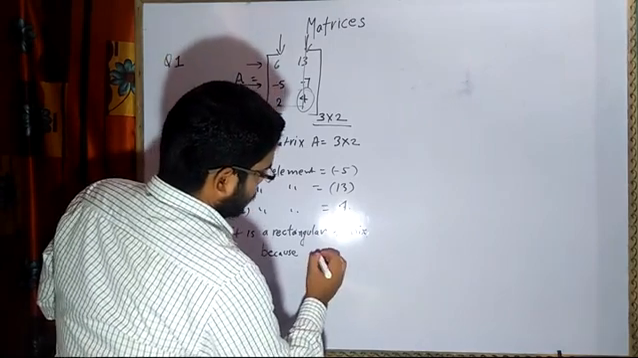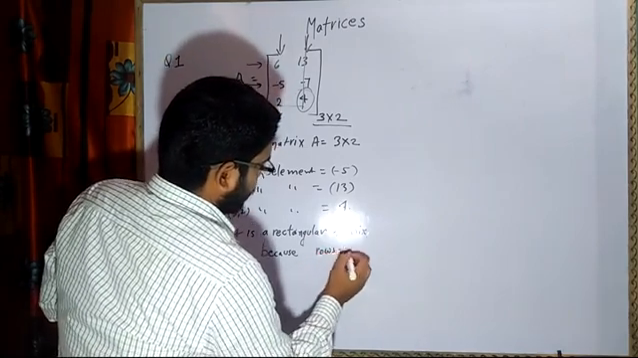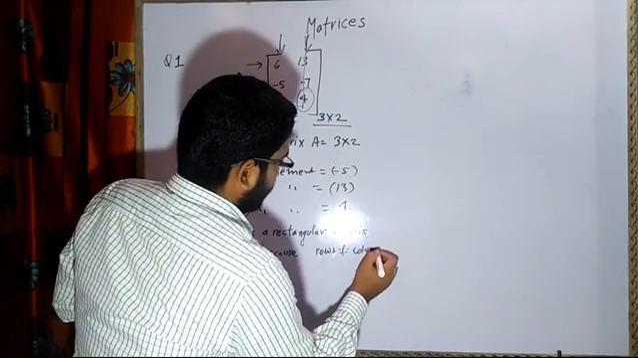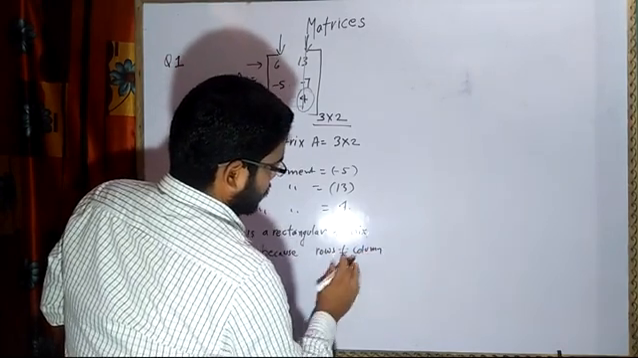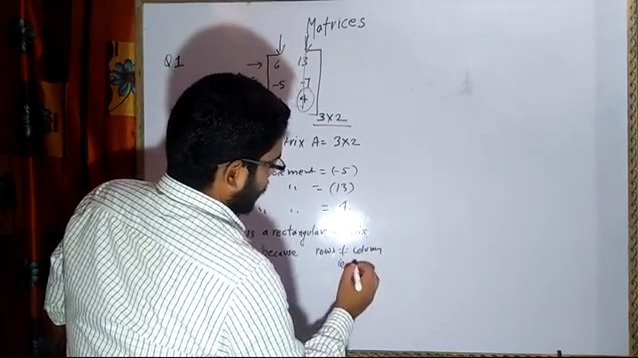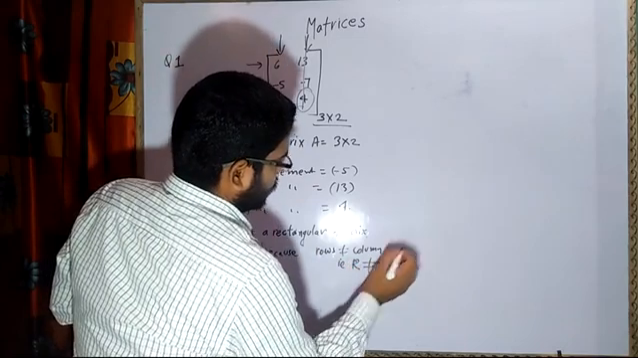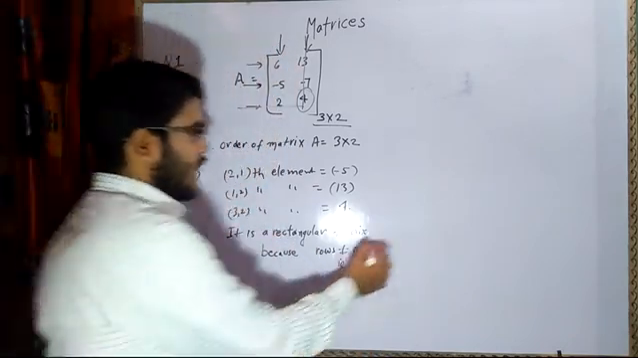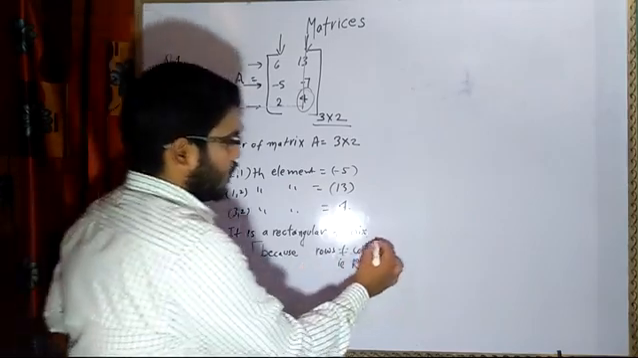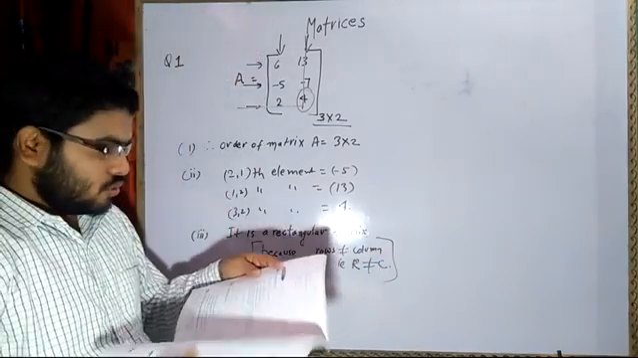First you write rows not equal to columns, that is R not equal to C. In this way you should write. If they ask you the reason, then only you should write this much, otherwise no need to write.